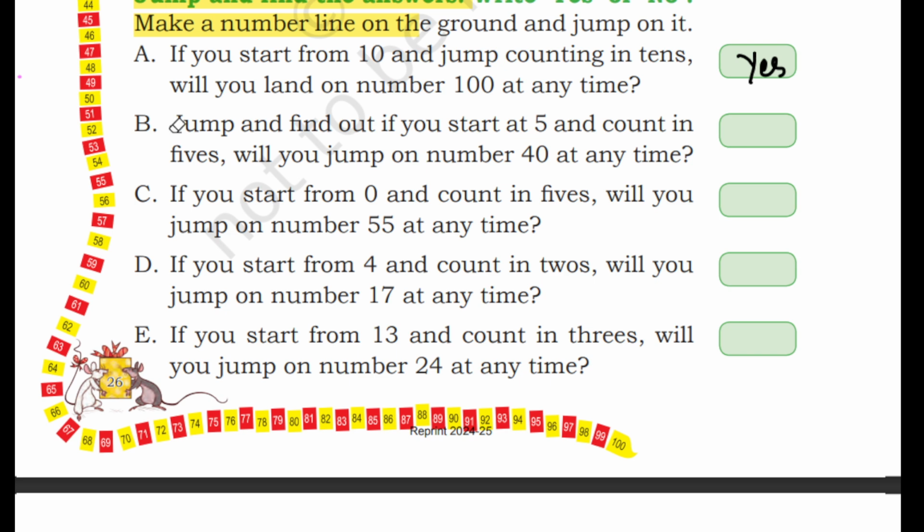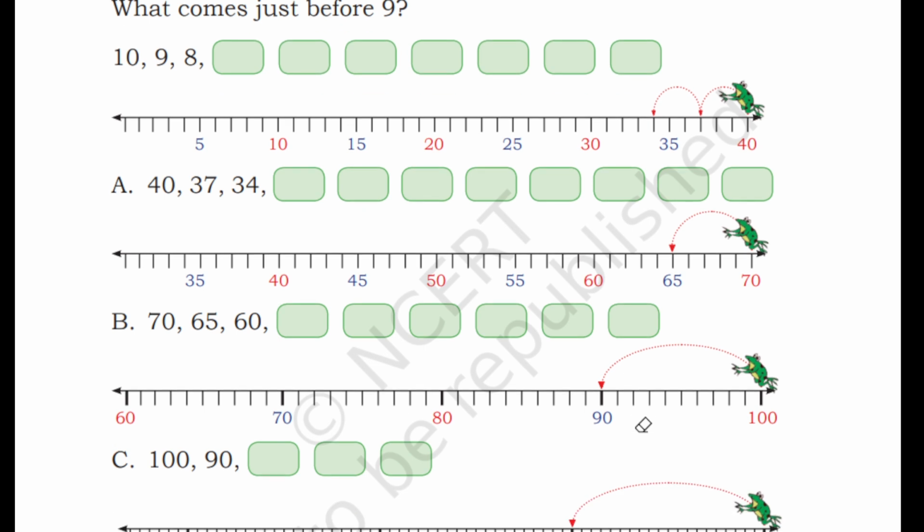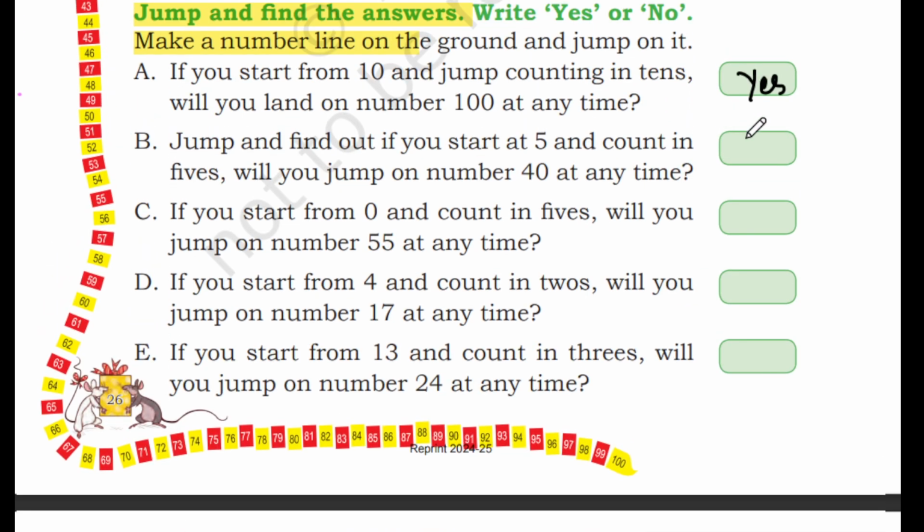If you jump and find out if you start at 5 and count in fives, will you jump on number 40? So see this number line. So let's start from this one and count jumping. So we have 1, 2, 3, 4, 5, 6, 7. Yes, when you do 7 jumps of fives, we are able to reach number 40. So the answer is yes. Okay. So the next question.